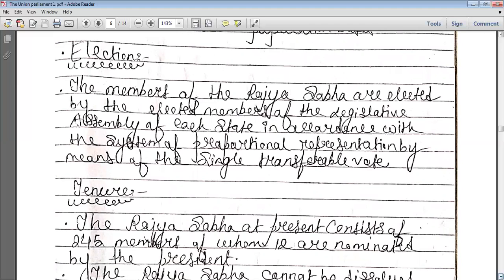That means in a state there is the Vidhan Sabha, which is called the legislative assembly. Those who are members of the legislative assembly elect the members of the Rajya Sabha. How do they elect? They elect with the system of proportional representation. That means the proportion of minimum votes. Single transferable vote means a single person will have a single vote.